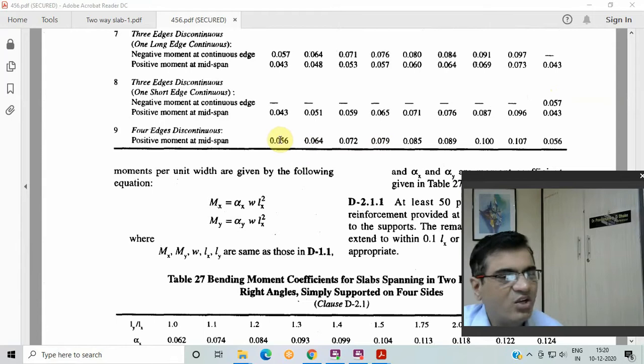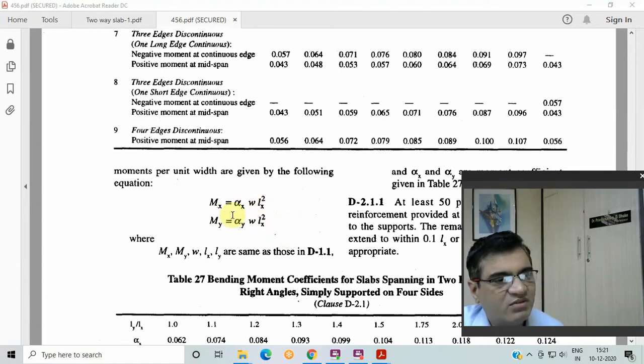Once you get the coefficients from this table, we need to calculate the bending moment by using these two equations. Mx is equal to alpha x into w Lx square, and My is equal to alpha y into w Lx square. Important point here: in both the equations, the span along the x direction is considered. So Lx square, this is not a printing mistake, it is Lx square. Coefficients are in terms of the short span, so that's why in both the equations Lx square is used.